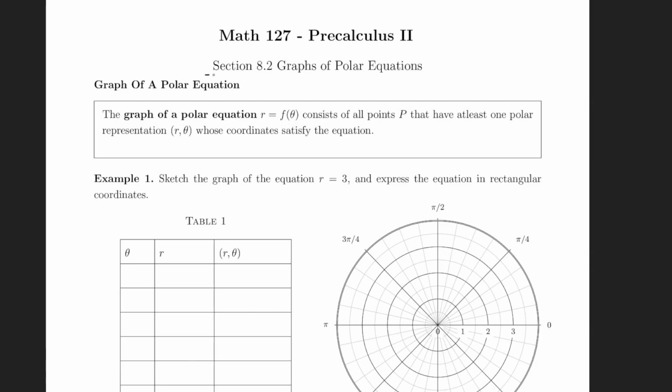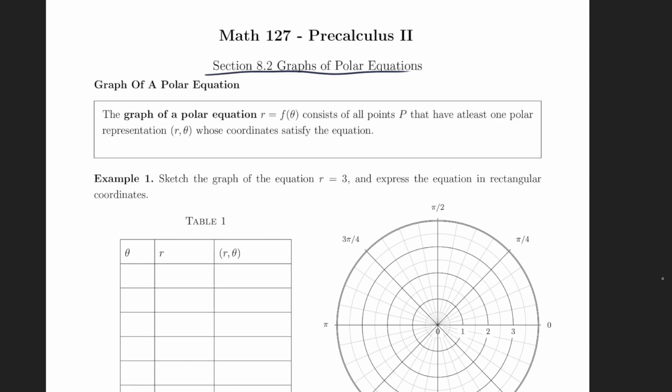8.2. So here we have the graph of a polar equation. The graph of a polar equation r equals f of theta consists of all points where at least one polar representation satisfies the equation. So what we're doing here is that instead of saying, if I plug in given values of x, I produce y, now I'm going to give values of theta, and I produce r. Sometimes you give values of theta which produce values of r, which produce theta. That's kind of like sometimes you get values of y which produce x. So most of the time it's r as a function of theta.